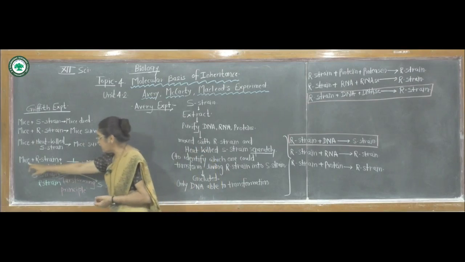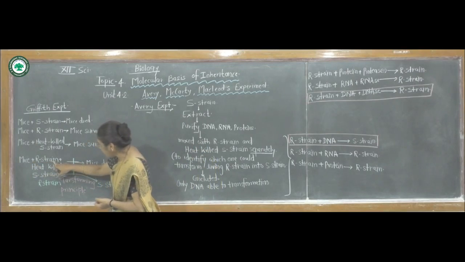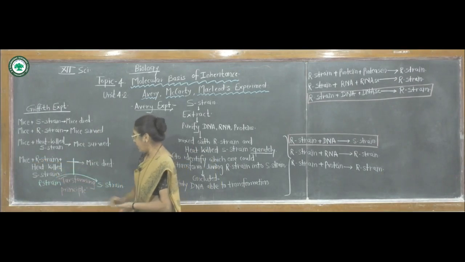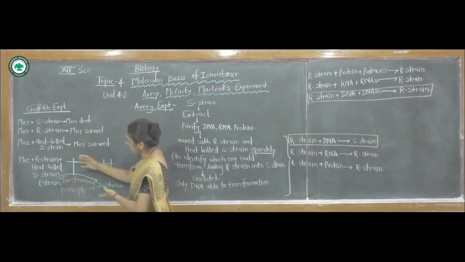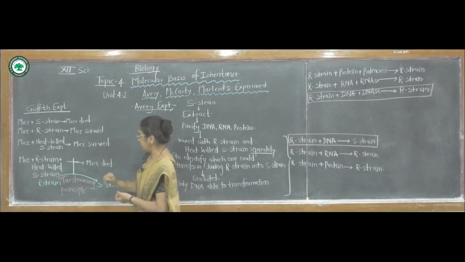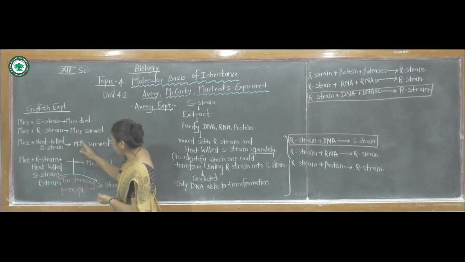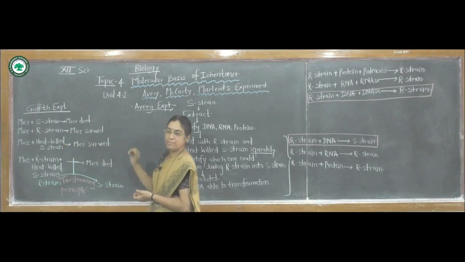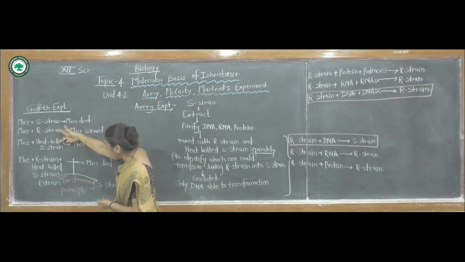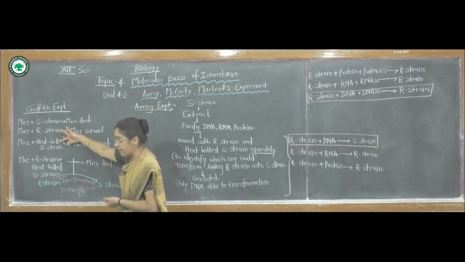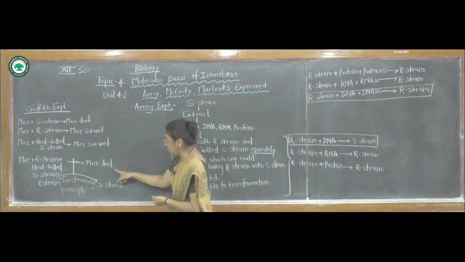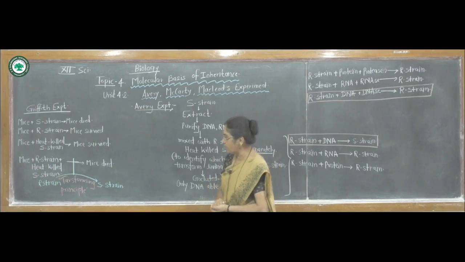And in the fourth step, Griffith added R strain and heat killed S strain bacteria into the mice, and the result was puzzling. Separately, when R strain bacteria were added, the mice remained alive. Separately, when heat killed S strain bacteria were injected, again the mice survived without any disease. But when both were injected at the same time, the result was puzzling: all mice died by causing the disease pneumonia.